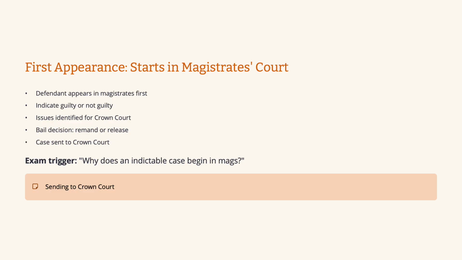The magistrates don't try the case, they simply process it for sending. Crucially, a bail decision must be made. Will the defendant be remanded in custody or released on bail? The decision profoundly affects case preparation and the defendant's life. The case is then sent to Crown Court under Section 51 of the Crime and Disorder Act 1998. Sending is automatic for indictable only offences.